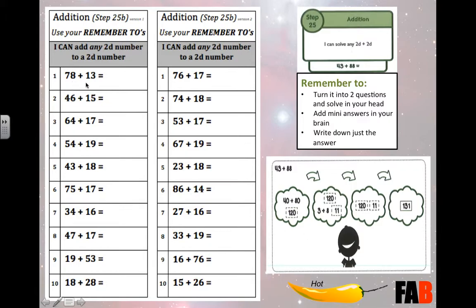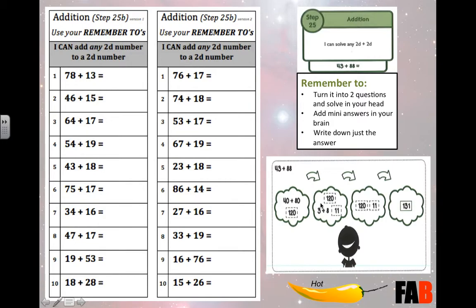Now we're on to the hot rated questions. With these ones, the ones part of the question is always 10 or greater, and the tens part of the question is never bigger than 90. These are your remember-tos, so follow these. This is what you should be thinking in your head. Again, turn it into two questions in your head. I like to start at the two-digit numbers. I'm thinking 40 plus 80, 4 tens plus 8 tens, 120.